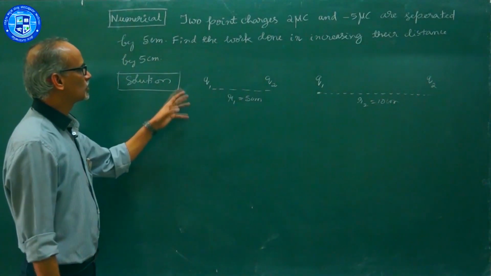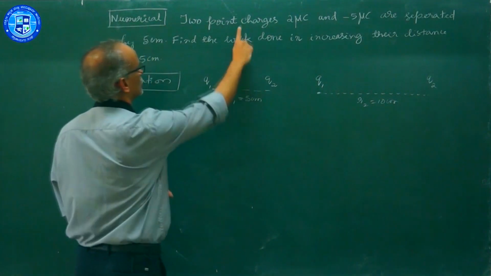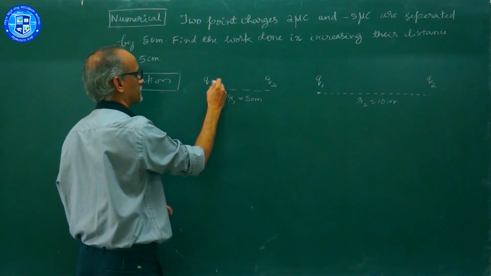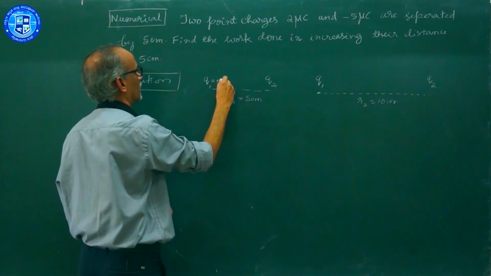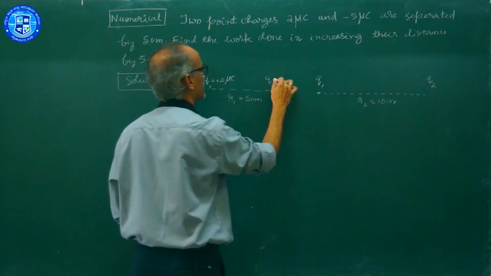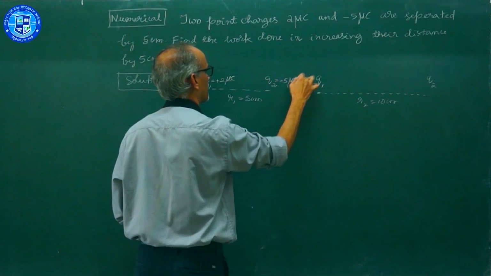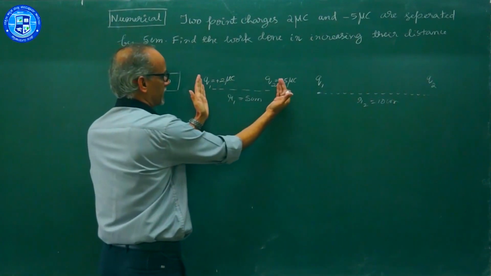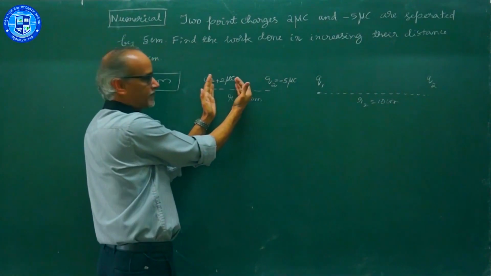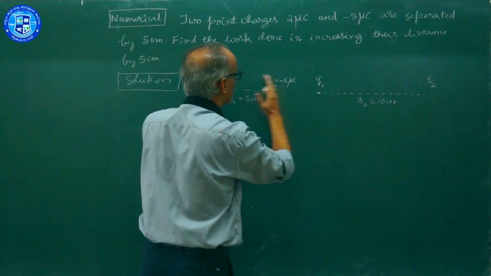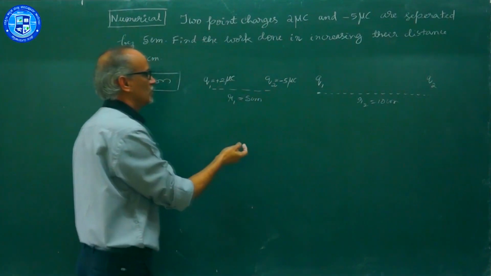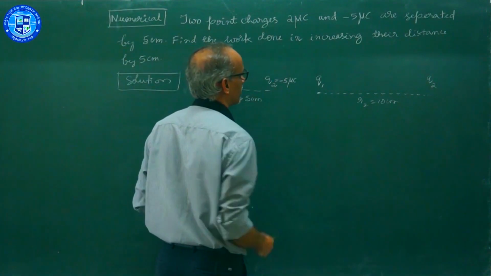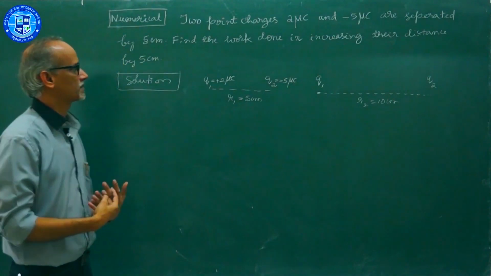Now what is the need to do the work in shifting them? If you look at the nature of the charges, the first charge is positive, plus 2 microcoulomb, and the other is minus 5 microcoulomb. So what is the nature of the force between them? It's attractive, they tend to move towards each other. So if you want to increase their distance, you have to exert a force and do work in taking them away. And that work we have to calculate.